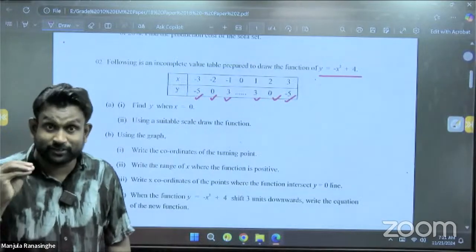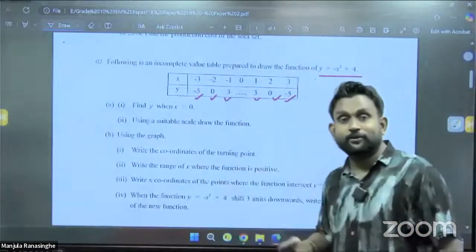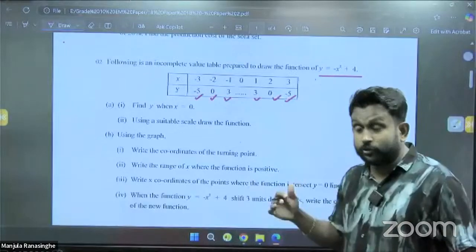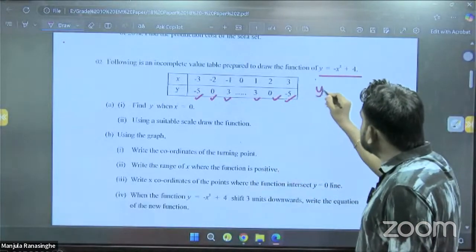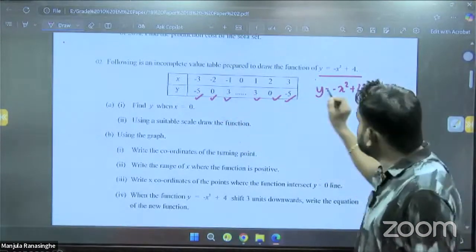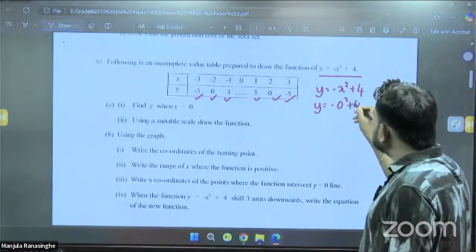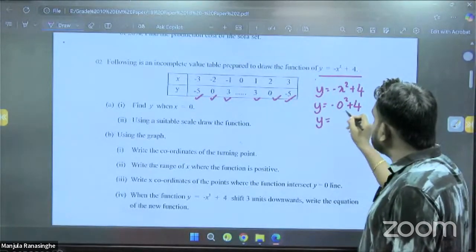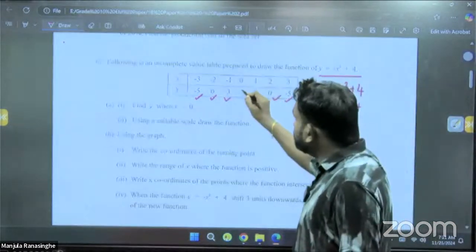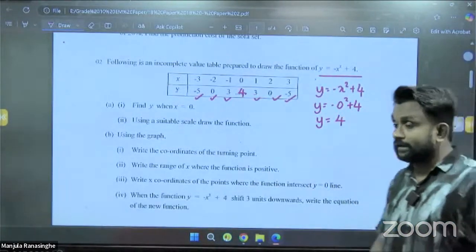So we have to substitute into the equation. Wherever we know the x coordinate, to find the y coordinate, substitute the x value into the corresponding equation. We know that y equals negative x squared plus 4. Substitute x as 0 into the equation: y equals minus 0 squared plus 4. 0 squared is always 0, then y becomes positive 4. So here x is 0 and y is 4. That is the answer.